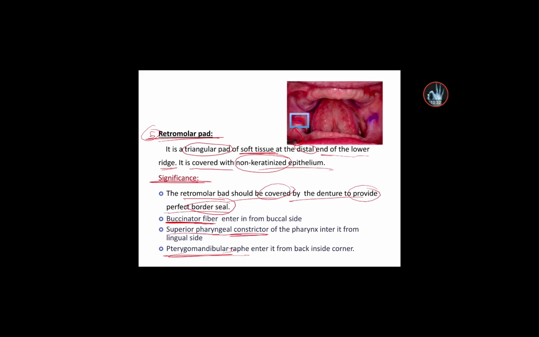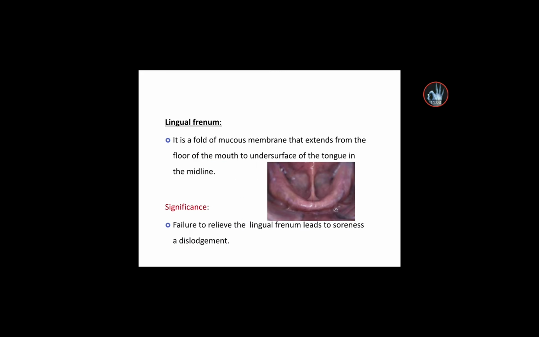العضلات اللي موجودة, as we said, the muscles that cross on the retromolar pad: the buccinator fibers enter from the buccal side. So there are some fibers entering from here. This is called buccinator fibers. And the superior pharyngeal constrictor of the pharynx enters from the lingual side. So there are some fibers also from the lingual side. And the pterygomandibular raphe enters from the back inside corner, from here. Okay, these are three muscles attached on the retromolar pad.